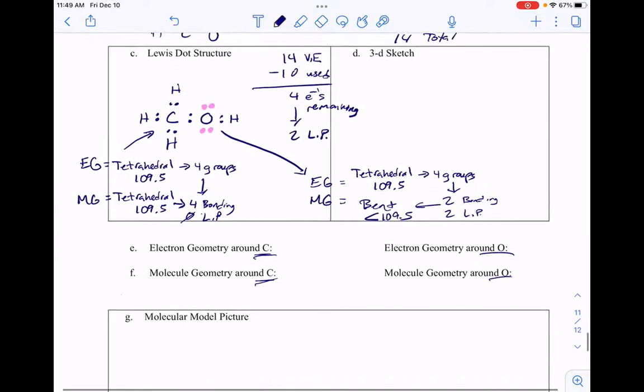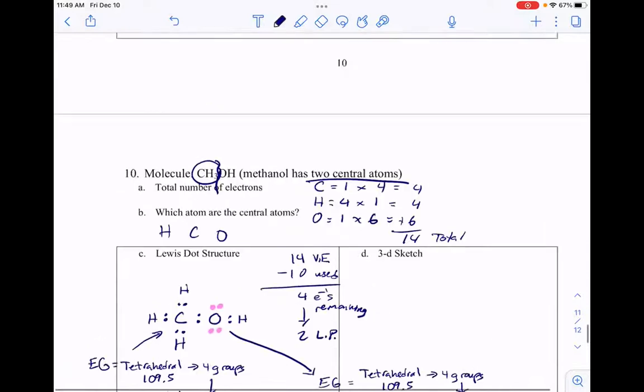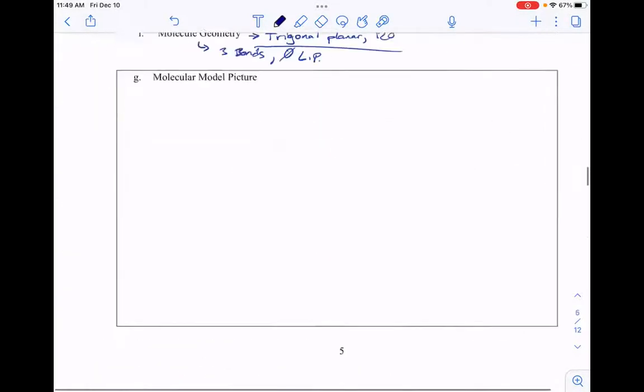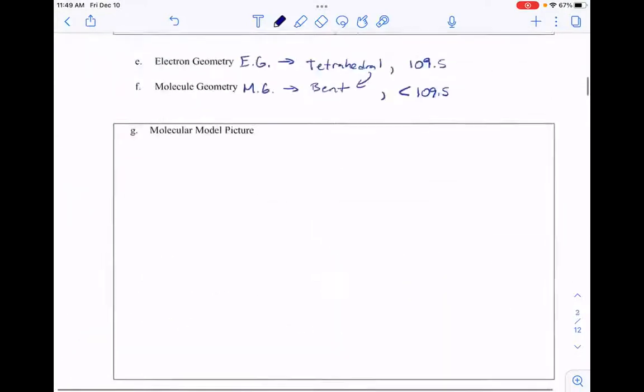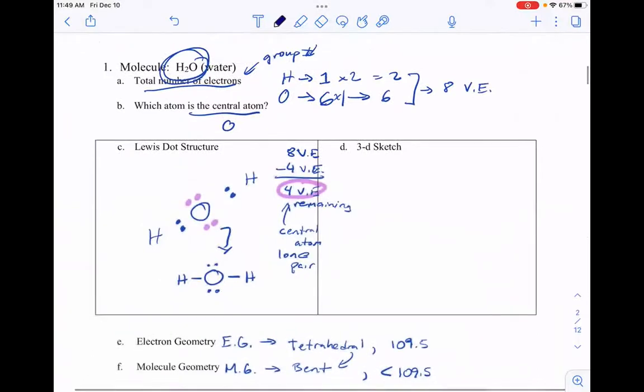Okay, awesome. So we're gonna go ahead and take out our, what is it called? Molecular models, and we're gonna go back to number 1 here. And we're gonna go ahead and start drawing the 3-dimensional sketch. So just give me a second, I have to find my molecular model. I don't know where I threw it.